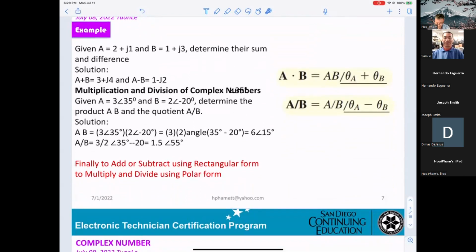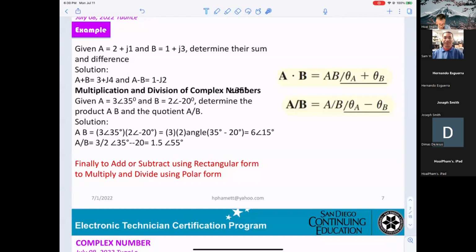Example. Given A equal to 2 plus j1 and B equal to 1 plus j3. That's just a complex number. They want to know the sum and the difference. That means they want to get A plus B and A minus B.